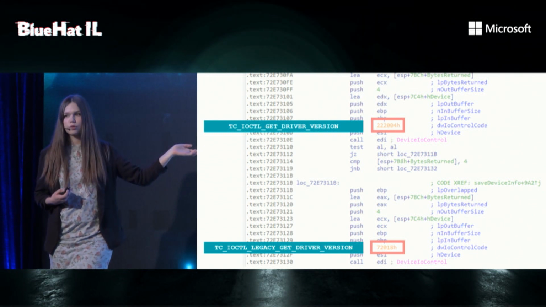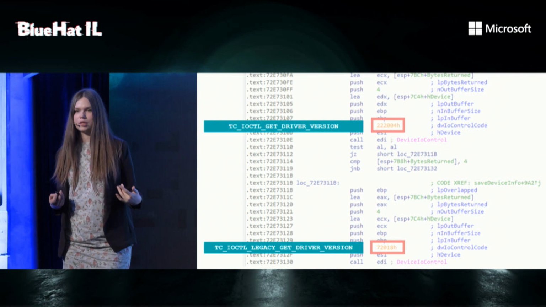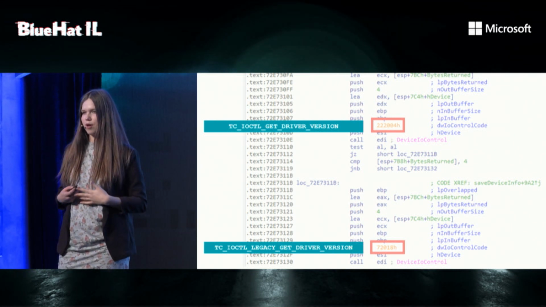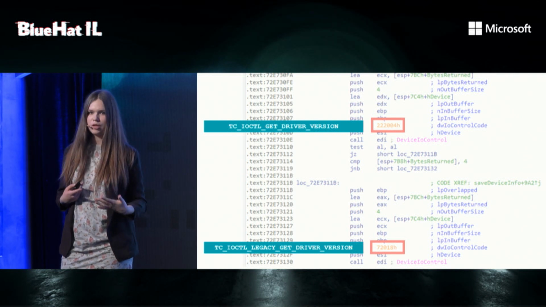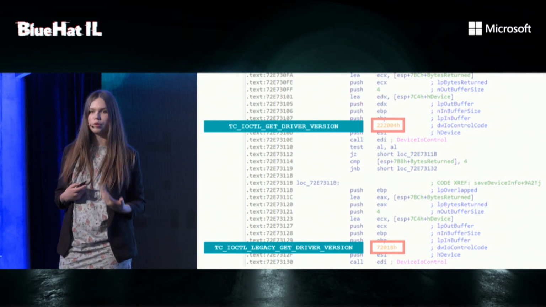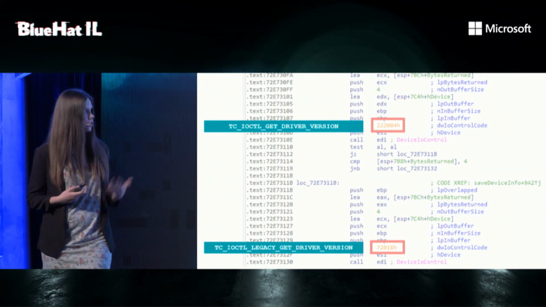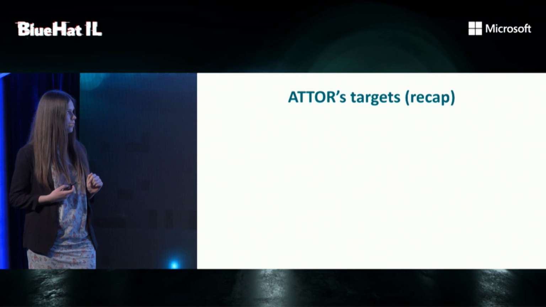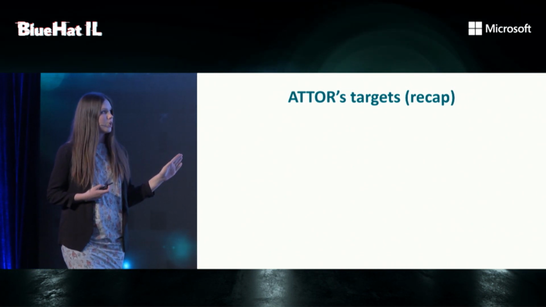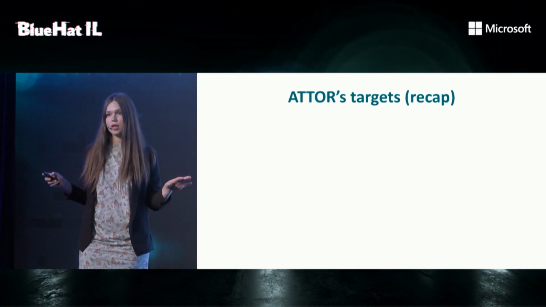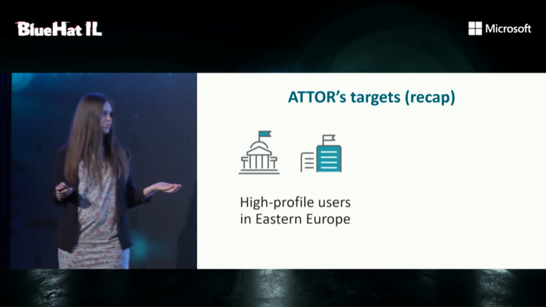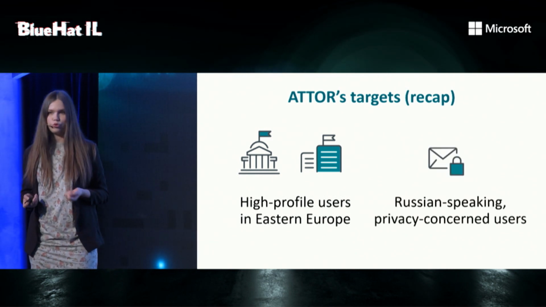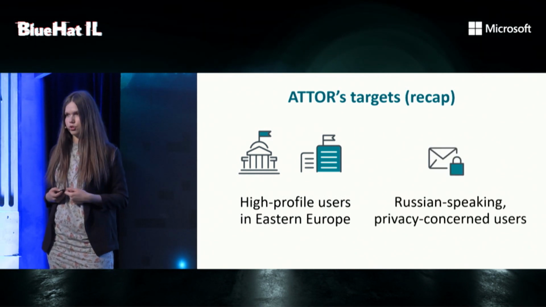So not only does this confirm that ATTOR is interested in privacy-conscious users, but it also shows us something about the skills of the developers, because you first need to be familiar with the TrueCrypt code and see how it works before you can use this rare technique. So let's just wrap up the targets. ATTOR is interested in two main groups of targets. We have seen high-profile users in Eastern Europe, and then individual Russian-speaking privacy-concerned users.